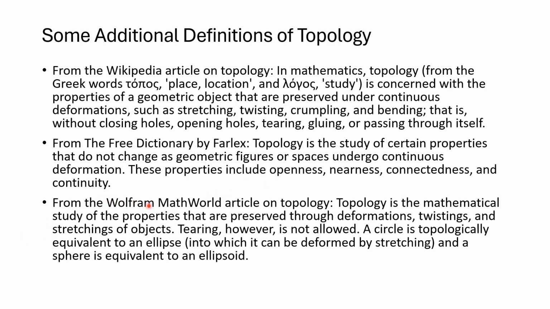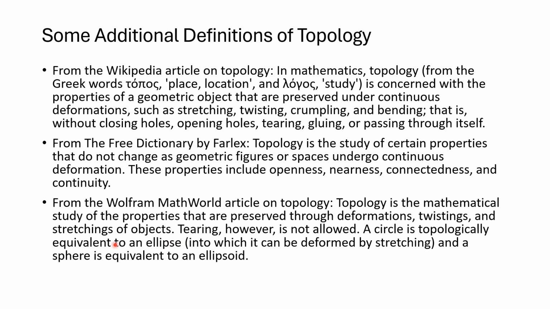And then from Wolfram MathWorld, we have another definition. Topology is the mathematical study of properties that are preserved through deformations, twistings, and stretching of objects, and I would add compression. Tearing, however, is not allowed. We'll see in an example, you can tear an object and then put it back where the points meet each other in exactly the same way. But that's kind of a special case that we'll talk about. So in general, you're not allowed to tear, but like I say, there's some special circumstances which I'll describe in a future video.